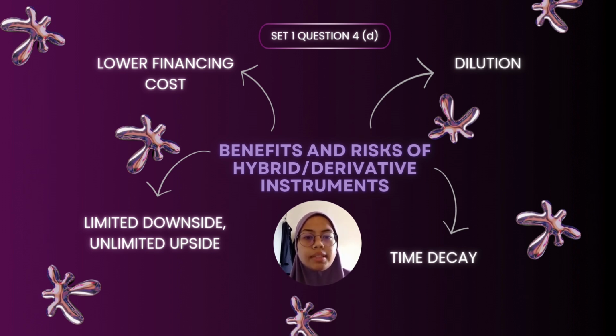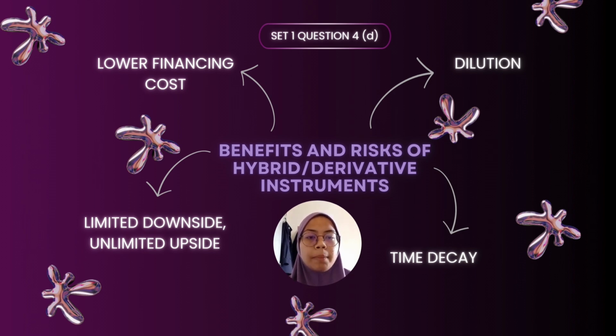And for the investor itself, the potential benefit is limited downside and also unlimited upside. With an option or warrant, the most an investor can lose is the premium paid. For example, in this question, we have calculated that the premium is only 55 cent. So they can gain significantly if the stock increases or skyrockets.